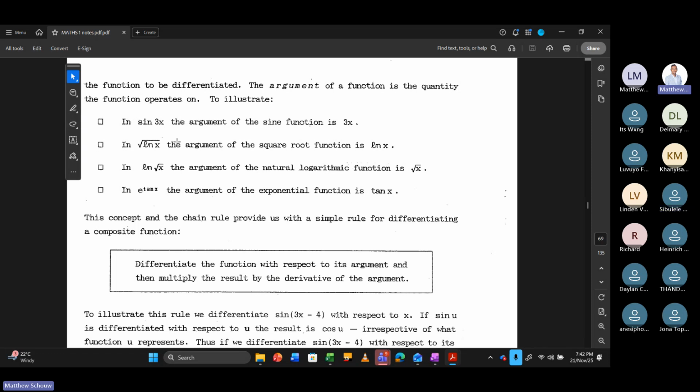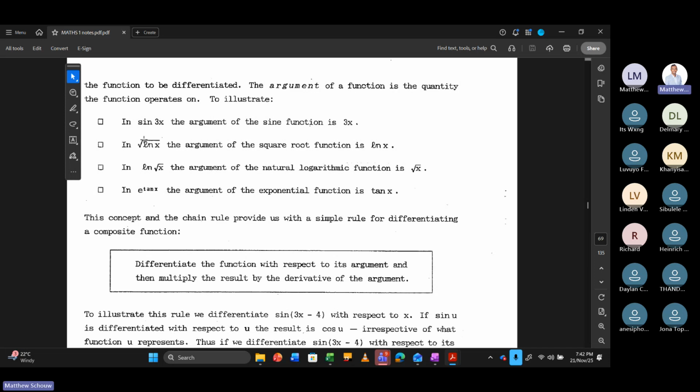So in sine, can you see sine 3x over here, right? So the argument of the sine function is 3x. Does it make sense to everyone? Inside, you have sine x, but inside that sine is a 3x. That is the argument, because 3x will affect the sine. Is it clear to everyone?